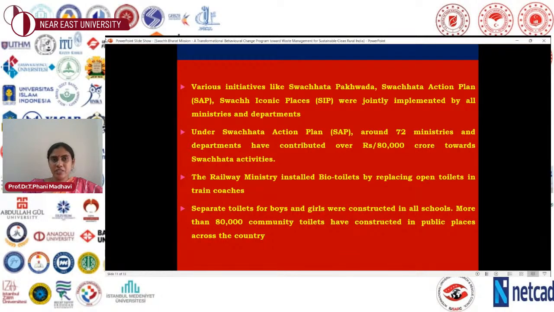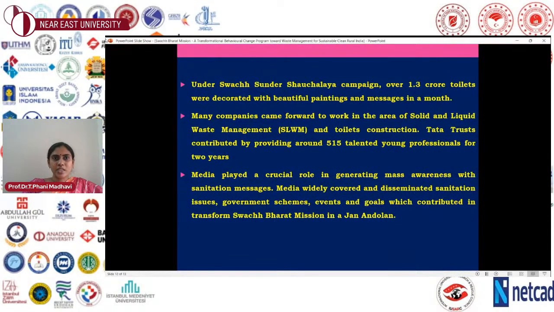So these are all the several initiatives and practices which were taken up by the government of India and also by the people of India. Under the Swachh Sundar Sauchalaya campaign, over 1.3 crore toilets were decorated with beautiful paintings and messages in a duration of only 1 month. Many companies came forward to work in the area of solid and liquid waste management and toilet construction. Tata Trust contributed by providing around 515 talented young professionals for a duration of 2 years. This is a very good contribution by the Tata Trust to achieve this mission.